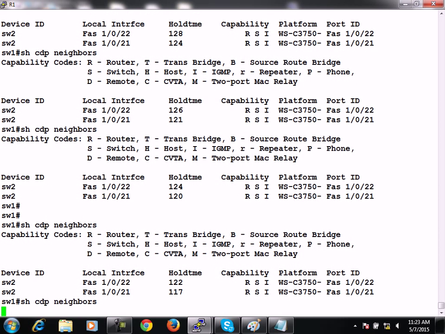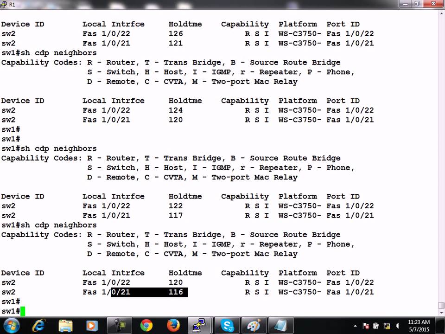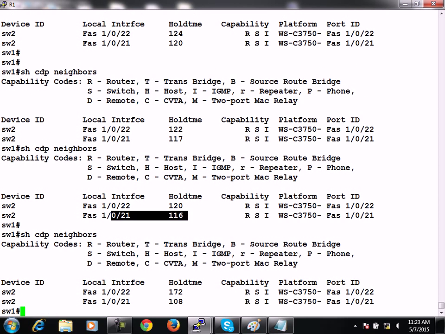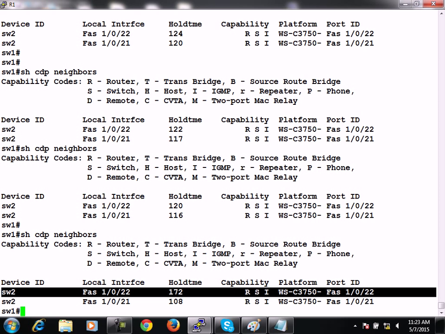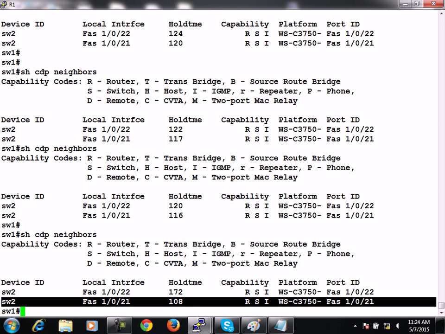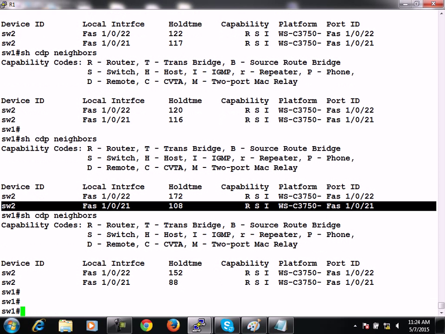Let me show you now. See, on interface 21, I've reduced the hold down timer. Then 120, because after 120 it should have moved back to 180, since after every 60 seconds it will receive a CDP packet. But you can see this hold down timer on interface 21 is reducing, right? It means CDP has been disabled on this interface now. Less than 100 seconds now.